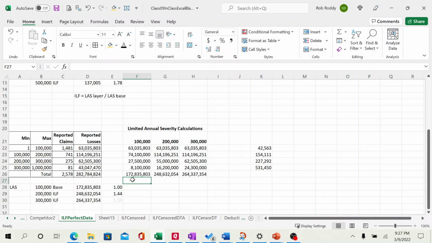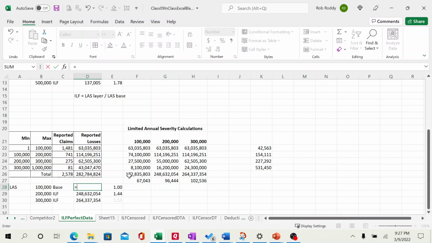I'm sorry, I didn't divide it by. I think it's actually the same calculation, but I prefer the limited annual severity. There we go. I like the severity because I think it's easier and more relatable, but I think the calculations are the same actually.